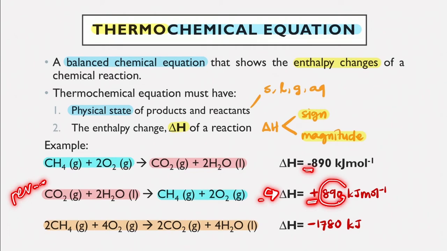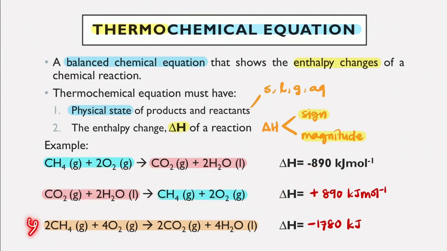The magnitude remains the same because the number of moles for your reactants, that is now product, is the same. For this one as well, it is still the same, no change. So it is only the change in sign.